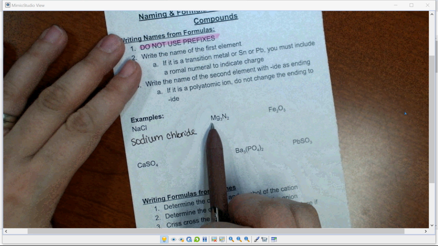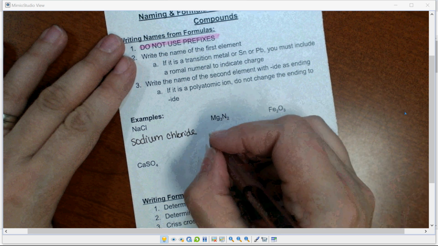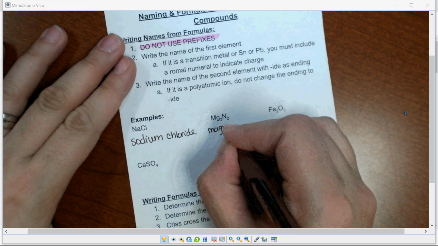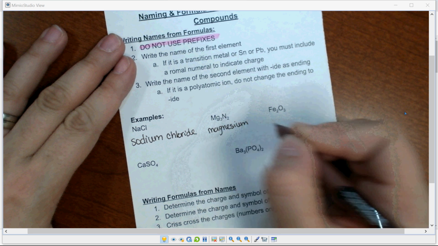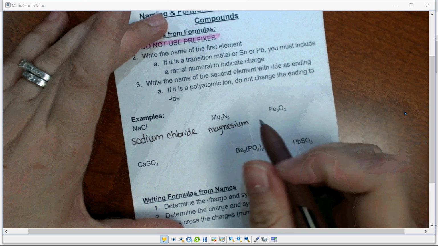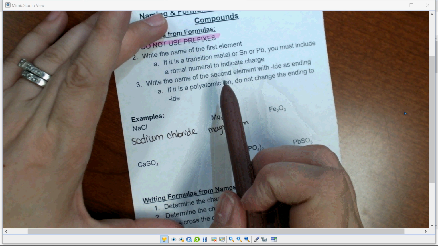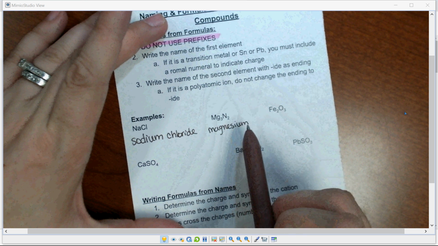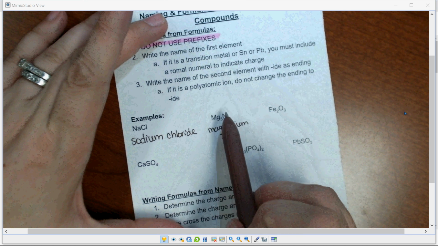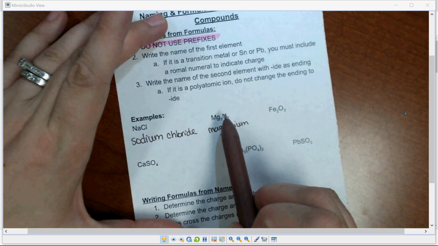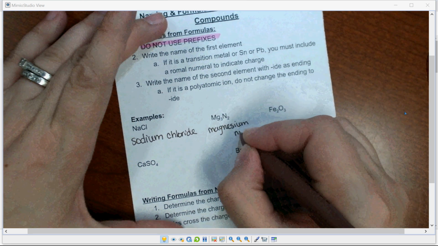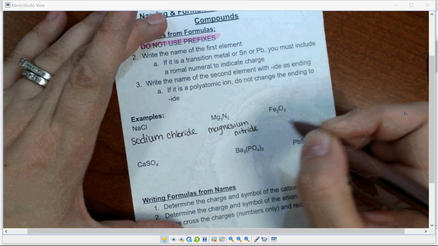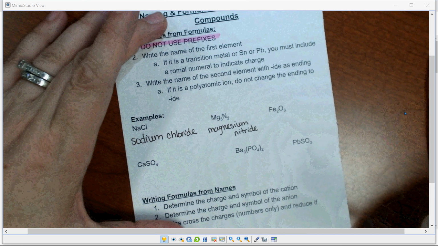So this one, we write the name of the first element, magnesium. Magnesium does not fall in the transition metal category, so it does not need a Roman numeral. And then we write the name of the second element. N does not fall in the polyatomic ion category, so we just write its name with "ide" as the end. Magnesium nitride.